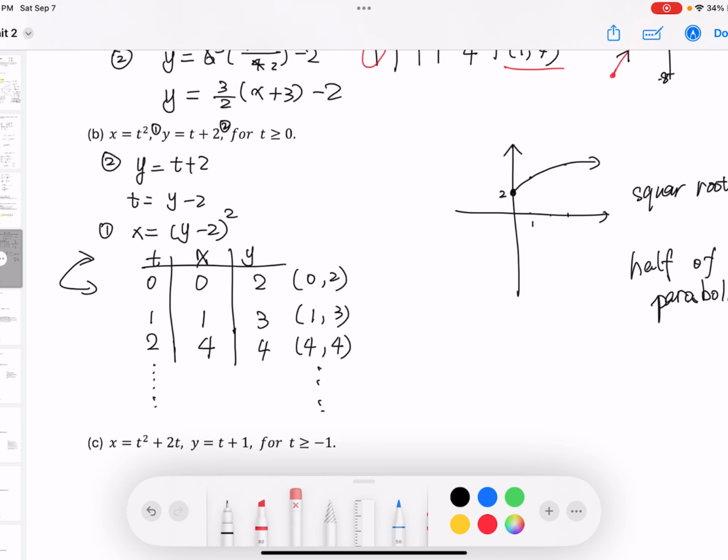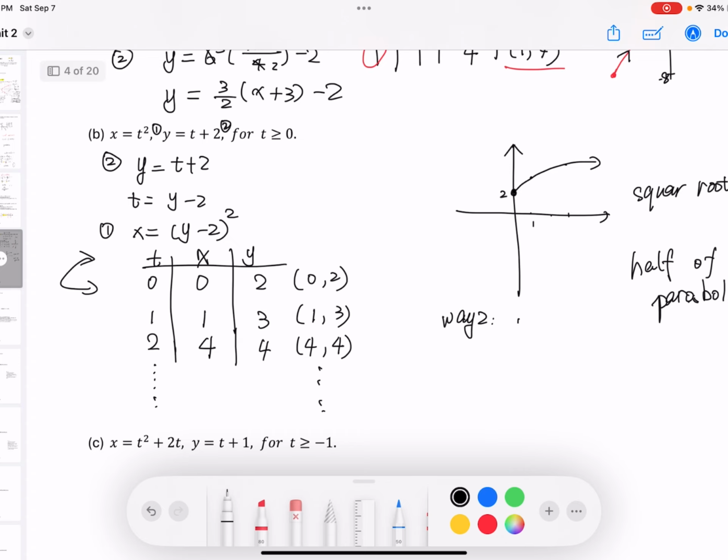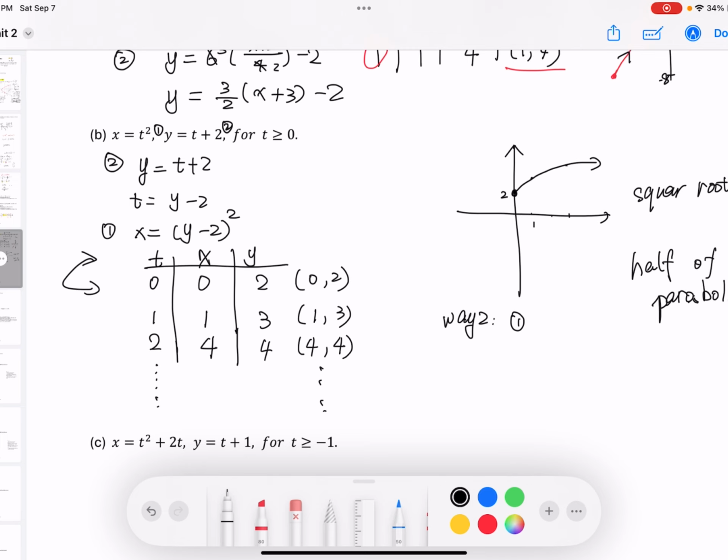Okay, we're done with this question, but some of you may say, teacher, I started by finding the equation between x and y from equation 1. Yes, we can also do that. We'll call this way 2. You start from the first equation and eliminate the t by substitution. We have x equal to t squared, take the square root of both sides, so the square root of x is equal to t.